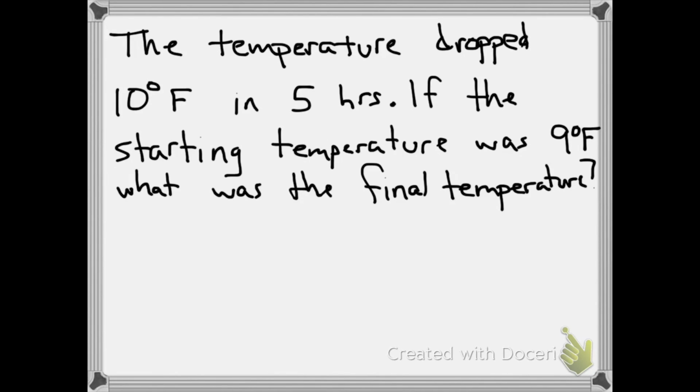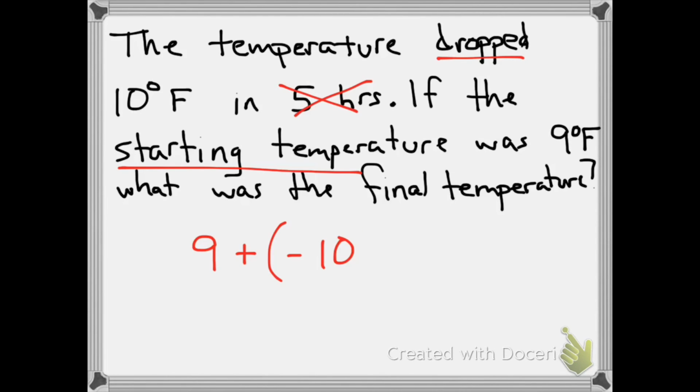So one of the things we got to discuss is that this 5 hours is not very relevant to the problem right now. And we need to figure out where we're going to start. Are we starting with 10 degrees or are we starting with 9? Well, it clearly states here the starting temperature was 9 degrees Fahrenheit, right? So we have 10 degrees here, right, which we want to add to this, all right? But it's indicating that it's dropping. So that's another key word that goes with, as we saw in this previous section, that it's negative.